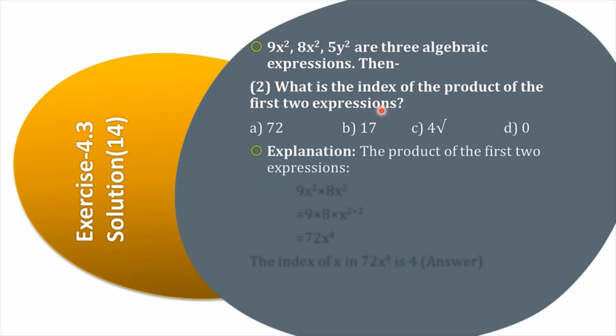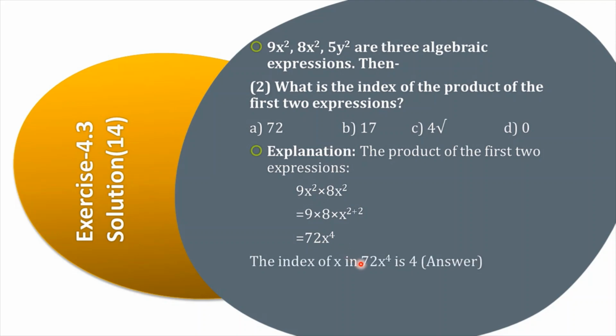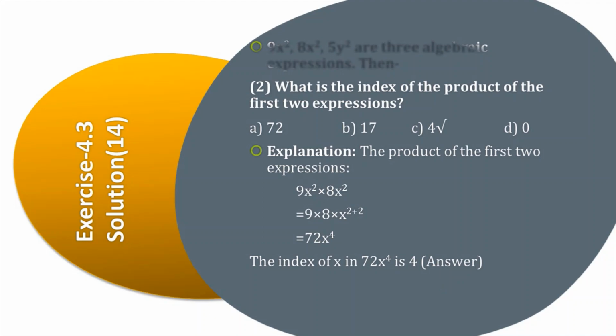The product of the first two expressions is 9x² multiplied by 8x². If we multiply the coefficients together, so 9 multiplied by 8, and for the same variable the powers will be added. So 9 eights are 72 and x to the power 2 plus 2, that would be x to the power 4. So the index of x in 72x⁴ is 4. That is the correct answer, my dear.